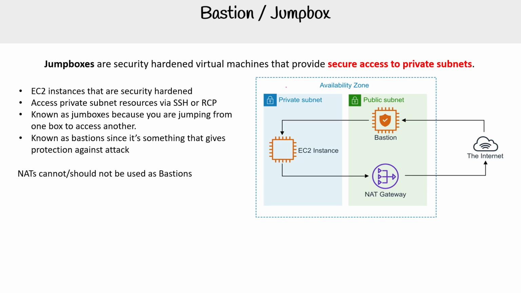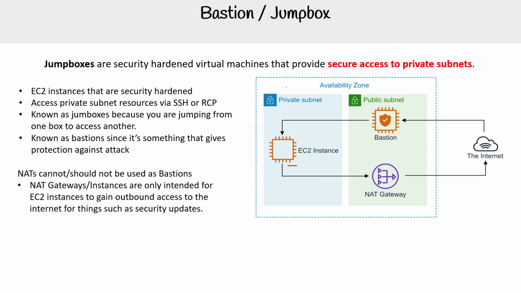NATs cannot and should not be used with bastions. We see a NAT gateway here. That's why I put it in the diagram, to understand that the EC2 instance you're connecting to can have a NAT gateway, but you wouldn't have one on the actual bastion, right? Because the bastion is not supposed to go talk out to the internet. It's supposed to talk within your network. NAT gateway instances are only intended for EC2 instances to gain outbound access to the internet for such things as security updates.